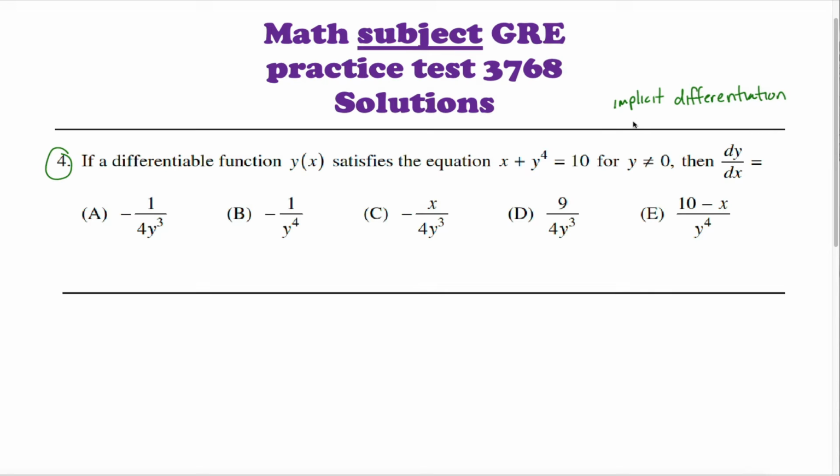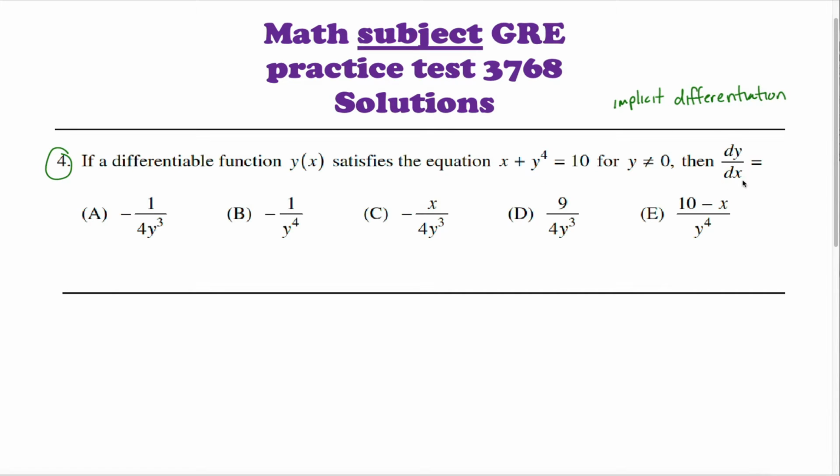Implicit because in the more standard case you're given a function and told to find, I don't know, f prime of x or something. But sometimes the y variable is not solved for. We don't know what y or f of x is equal to explicitly. Instead, it's given implicitly by this equation. So implicit because you've got an equation, differentiation because we're looking for the derivative.